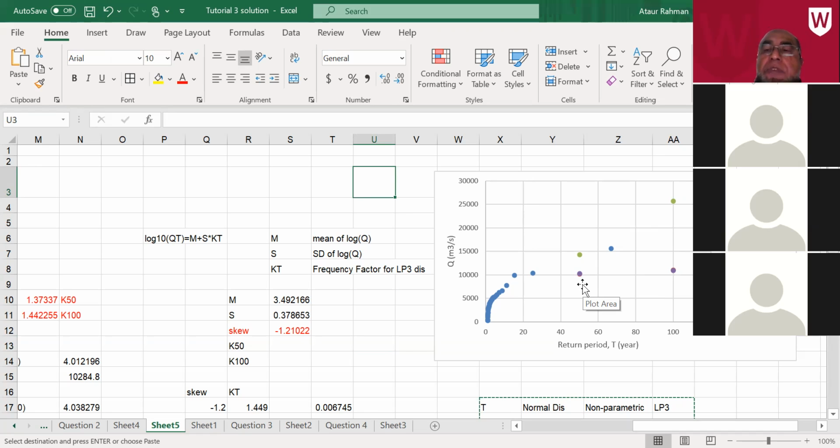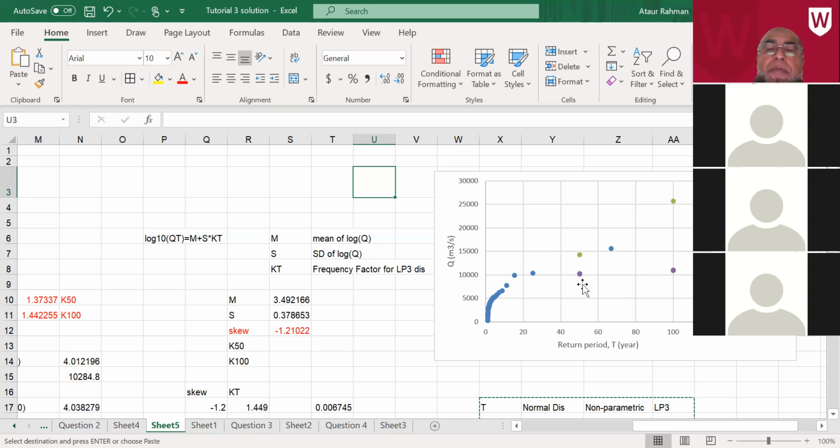Because when you want to use the LP3 distribution, we have to censor the smallest flow, which is called the censoring of the data. If you use the FLIKE software in rainfall runoff, it has the option to censor or ignore the smallest flow data in fitting the LP3 distribution. Or we can use the EV distribution. If you use the EV distribution, you will see that the EV estimation is much better than the normal and LP3. That is the extreme value distribution.